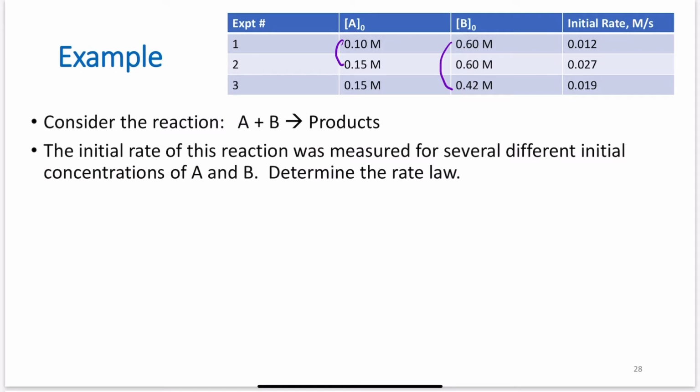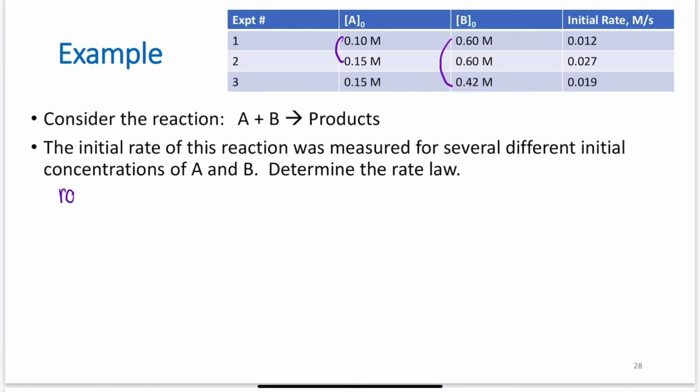This is not easy to do by inspection. I need to do this by math. So we can do inspection when they're easy, doubled, tripled, etc. But here, where they're not easy like that, I've got to do it by math. I know my general rate law is equal to k times the concentration of A raised to some value times the concentration of B raised to some value, and I want to determine what these are. But again, when I go from 1 to 2, my concentration of A is times 1.5. My rate, I can't tell. So I'm going to solve this with math.